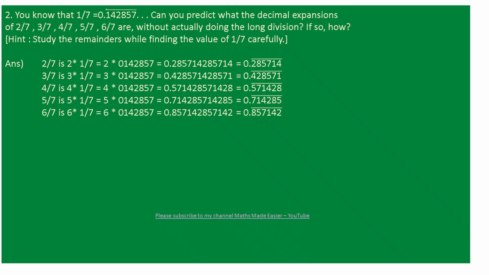2 by 7 is nothing but 2 times 1 by 7. 3 by 7 is nothing but 3 times 1 by 7. If we know the value of 1 by 7, just multiply it by 2, 3 and so on to get the relevant values. Hint: study the remainders while finding the value of 1 by 7 carefully. If you look into the number of repeating digits, or the block of digits which is getting repeated, it is always less than 7 for this particular case. That is what we can infer from the remainders.